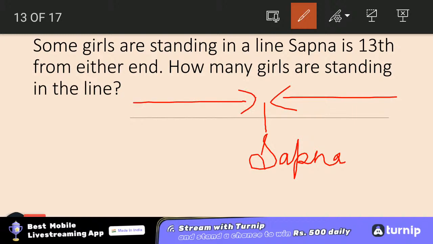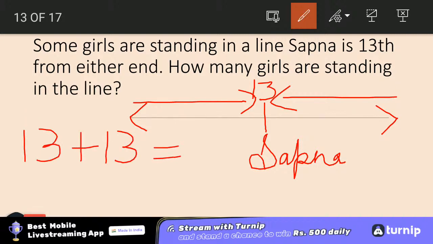So now you students, you need to tell me how many girls are standing in a line. If Sapna 13th है starting से और 13th ही है ending से. Yes, we have already talked. We are talking about Sapna 2 times. And 13 from the starting and 13 from the ending means how many students are there? 26. क्योंकि सपना स्टार्टिंग से भी 13th है और एंडिंग से भी 13 है.